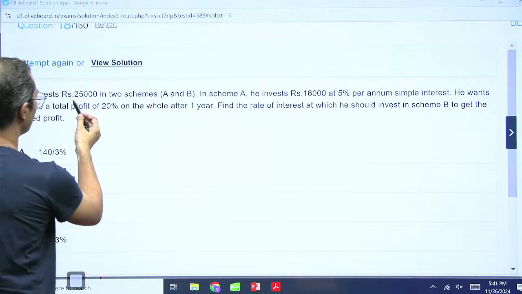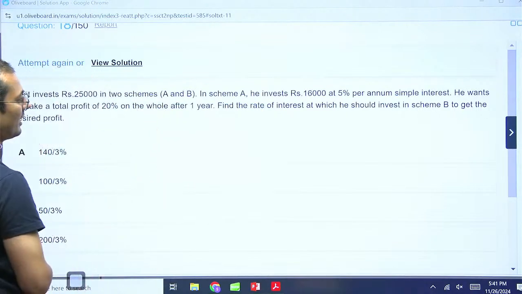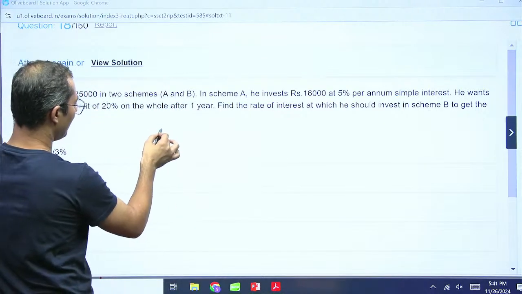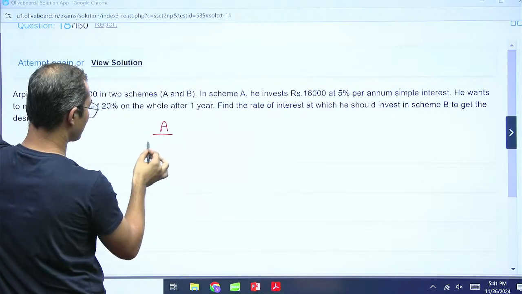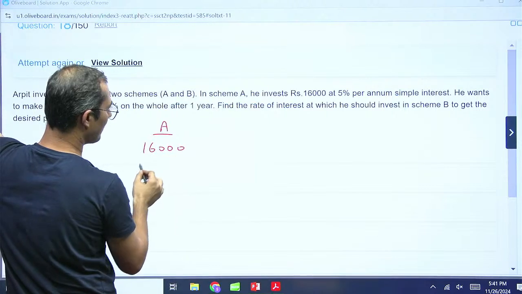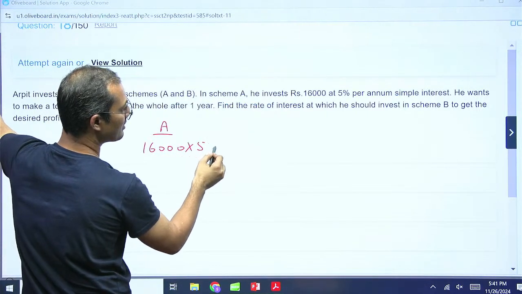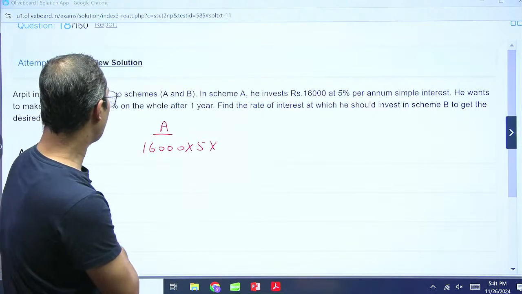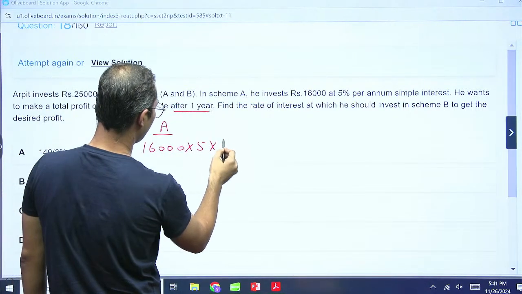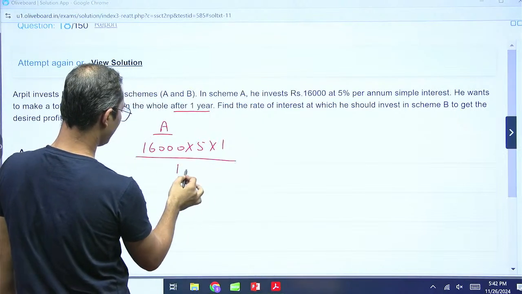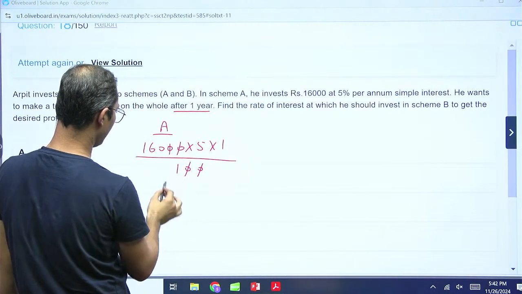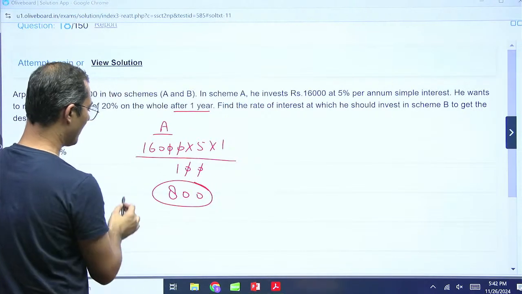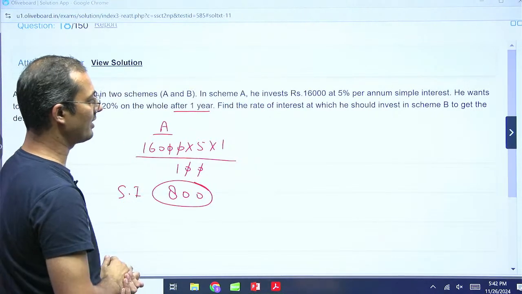See, Arpit invests 25,000 into scheme A and B. In scheme A, he invests 16,000, right? So on 16,000, he will get 5% simple interest. After 1 year, okay? So we can say that the simple interest is going to be 16 5s are 80. Only 800 simple interest received from A part, right?